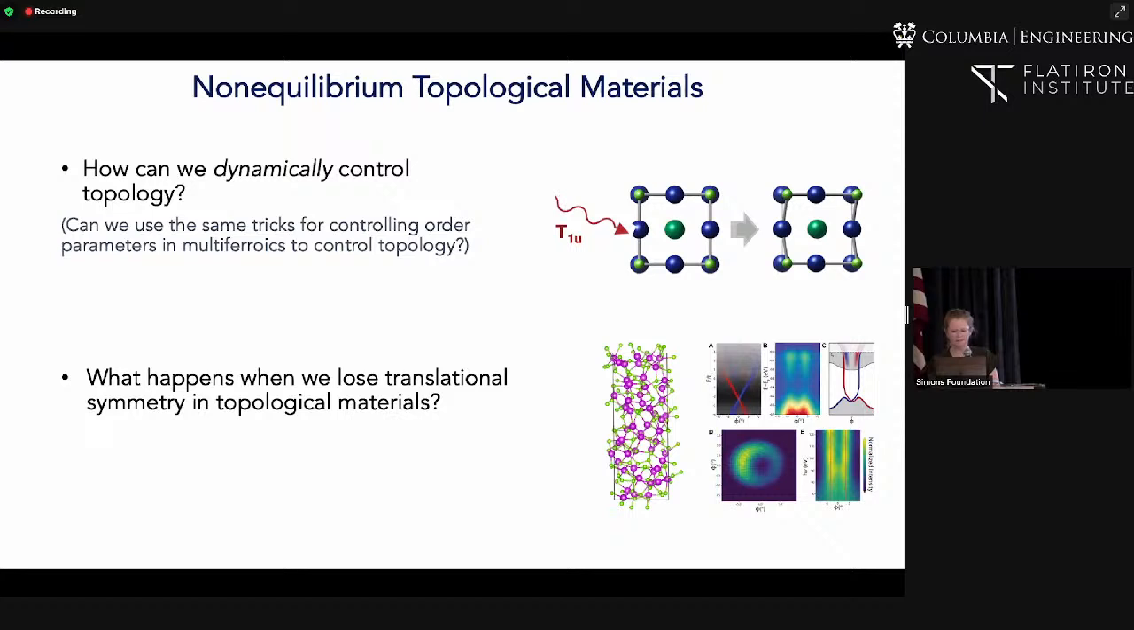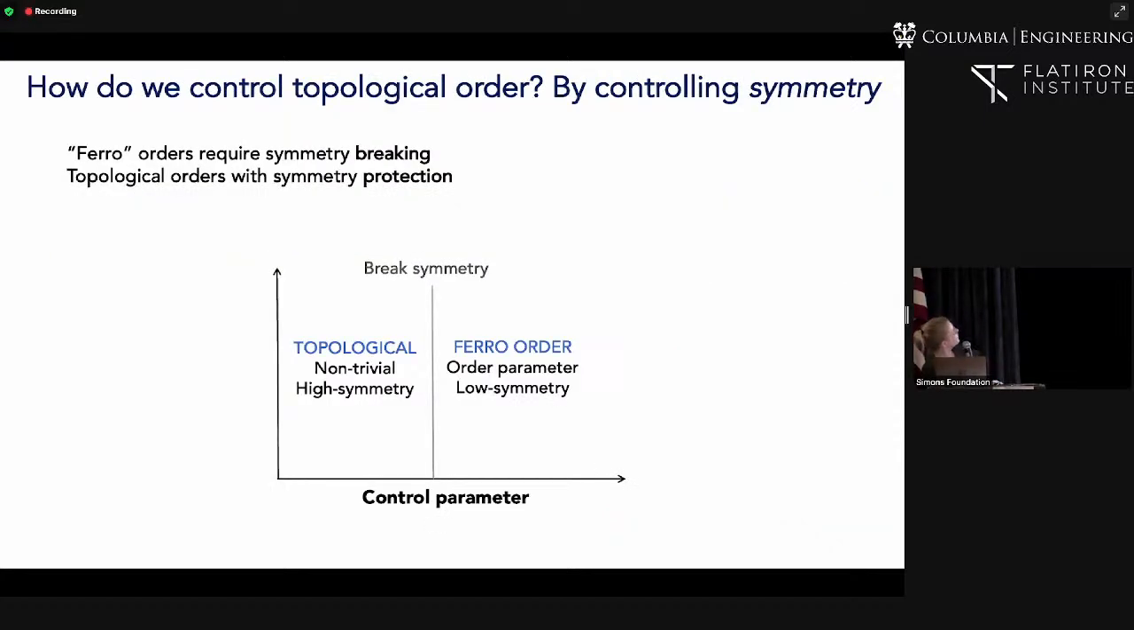Okay, so this is what we want to do. So how do we control topological order in a crystalline material? Well, I've already told you that symmetry is really important. So we can do it by controlling symmetry. In the same way in ferroelectrics or magnetic materials, we can think about controlling symmetry breaking. So there's kind of a counterintuitive thing, though, that happens in topological phases. In a ferroic material, we require symmetry breaking, right? So if we want to have a ferroelectric material, we need to break inversion symmetry. If we want magnetism, we break time reversal symmetry. But topological phases, actually, you want symmetry, right? You want higher symmetry to get that symmetry protection.